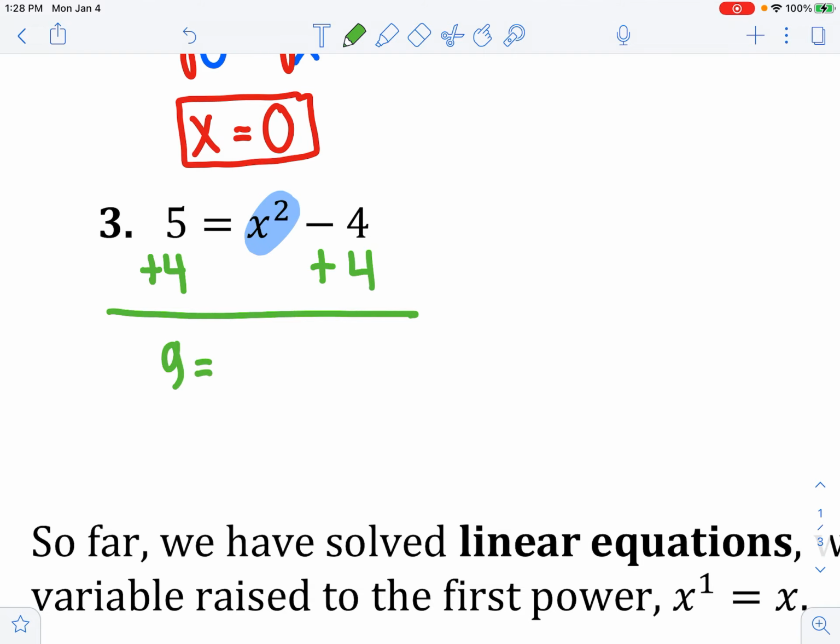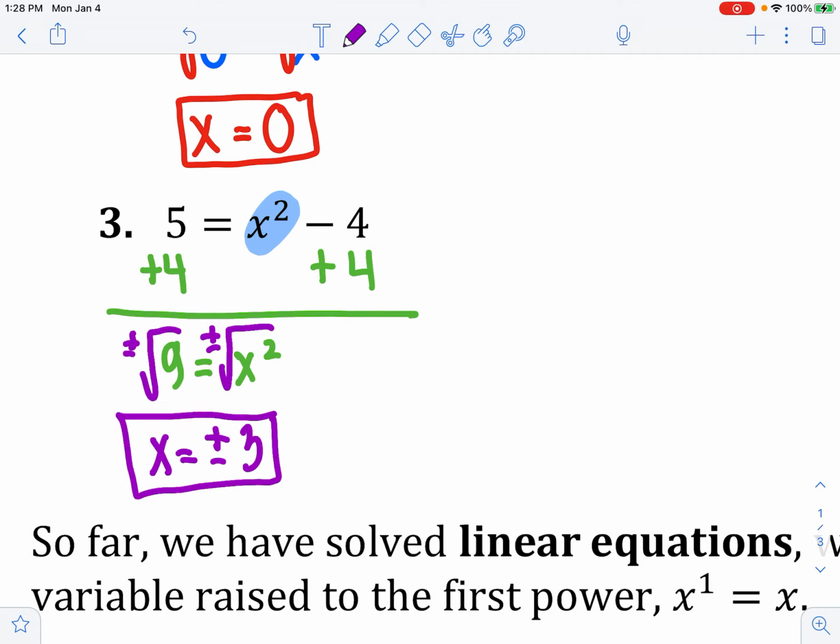I have 9 equals x squared. And now I'm going to get x by itself by square rooting. I must square root it to solve by doing plus or minus. So I have x equals plus or minus, and then the square root of 9 is 3. So I have positive and negative 3.